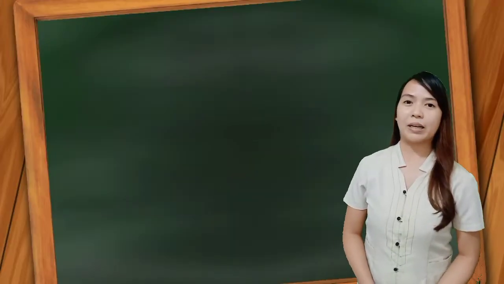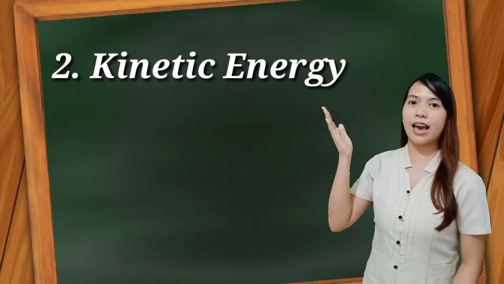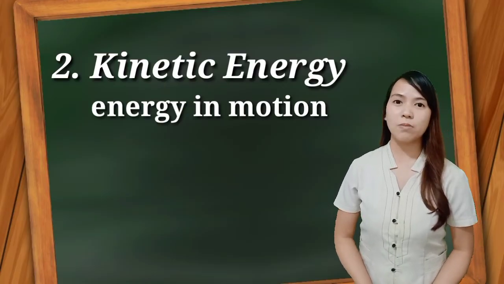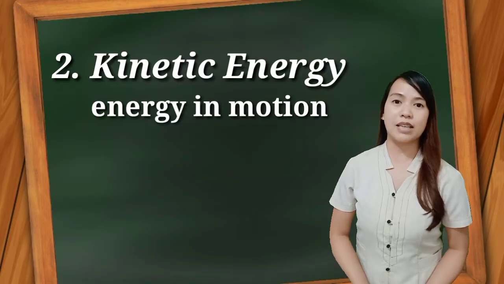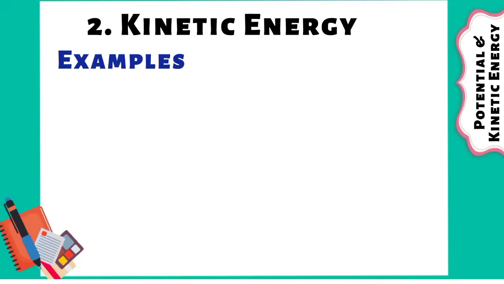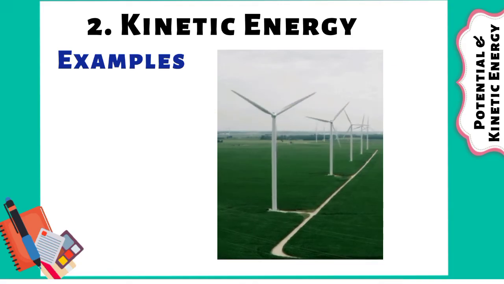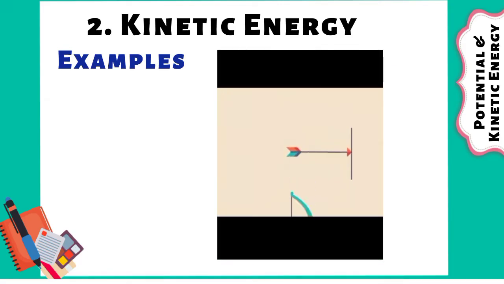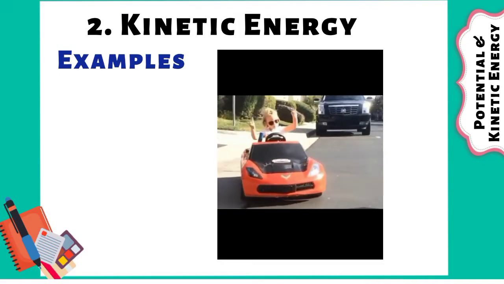The next form of mechanical energy is the kinetic energy. This is energy in motion. Once an object is moving, it possesses kinetic energy. Examples: windmills, a moving archer's bow, and a racing car.